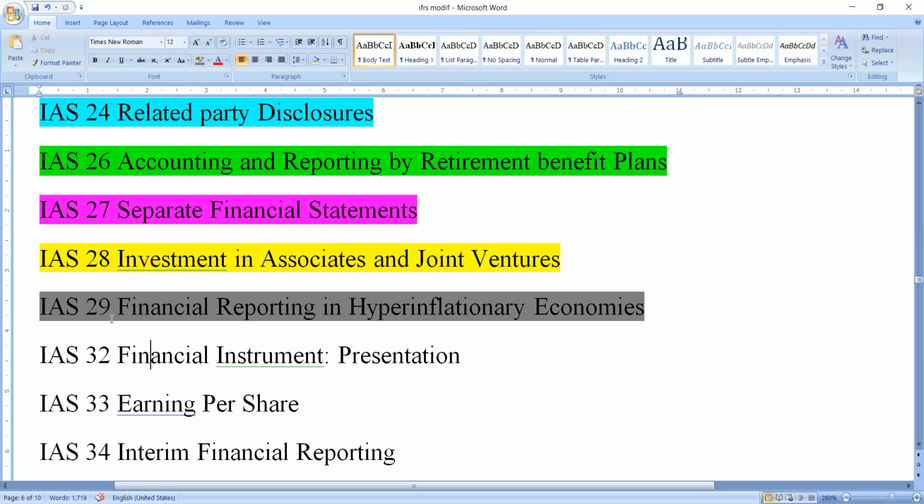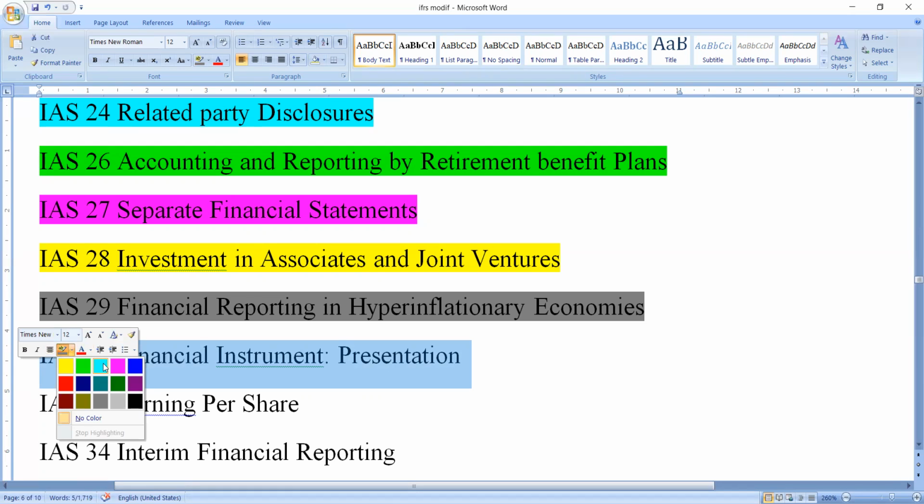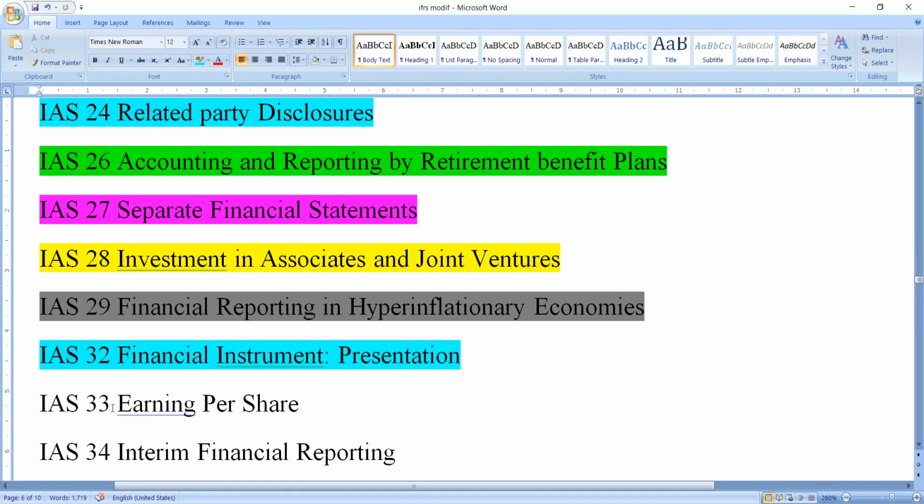So therefore this is what we call the financial reports in hyperinflationary economies. Next one is International Accounting Standard 32. It is purely related to financial instrument presentation. Financial instruments are such things as bills of exchange, the short-term call money market, commercial papers, each and every financial instrument.